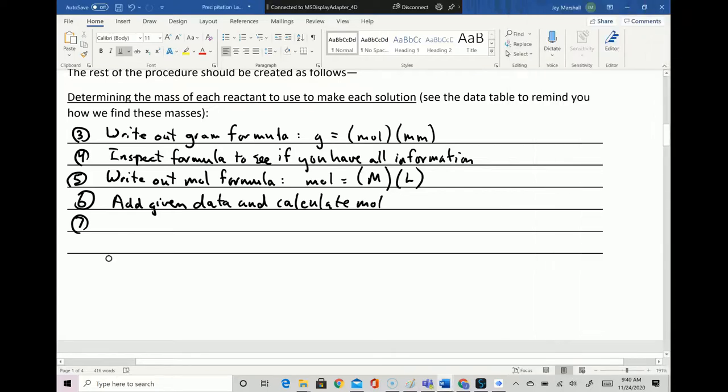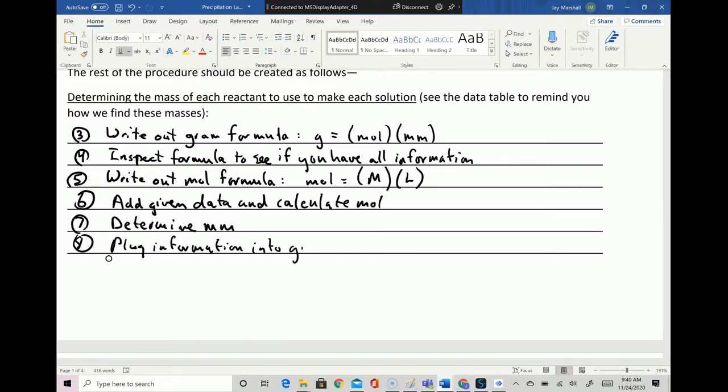Okay, so determine molar mass. And then plug information into gram formula and calculate. Okay? Does this make sense?